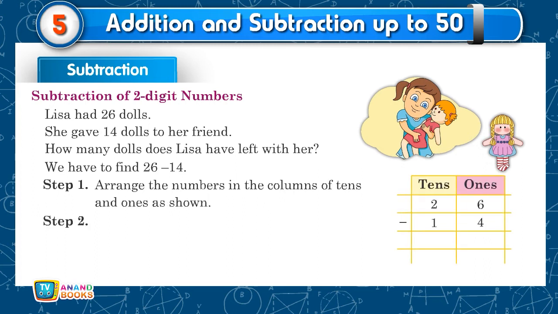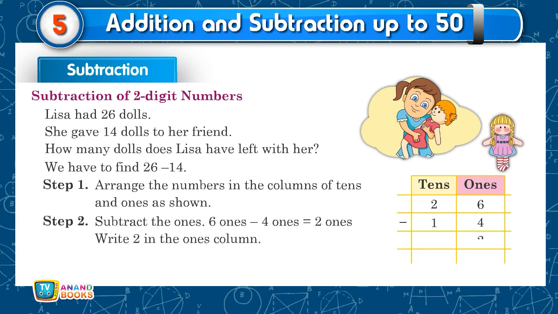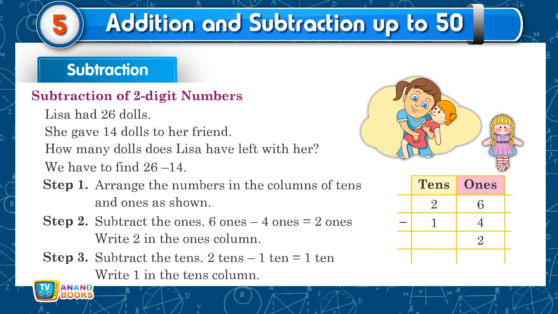Step 2. Subtract the ones. 6 ones minus 4 ones is equal to 2 ones. Write 2 in the ones column. Step 3. Subtract the tens. 2 tens minus 1 ten is equal to 1 ten. Write 1 in the tens column.